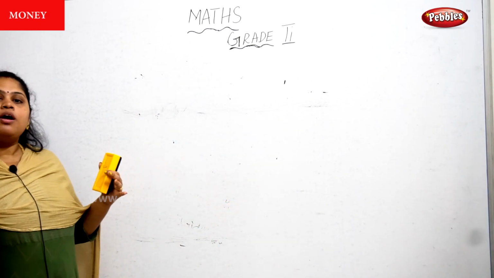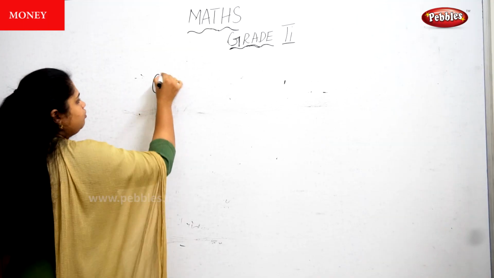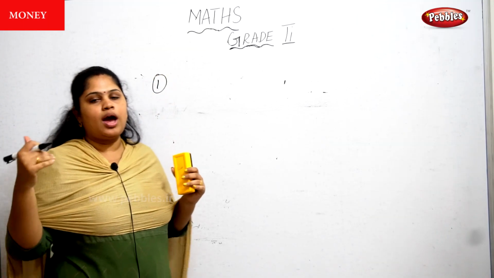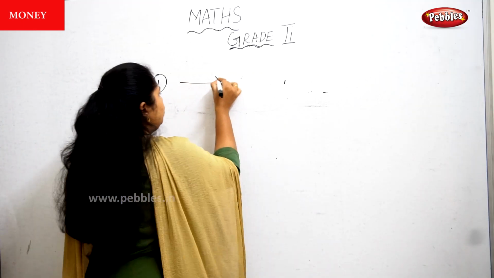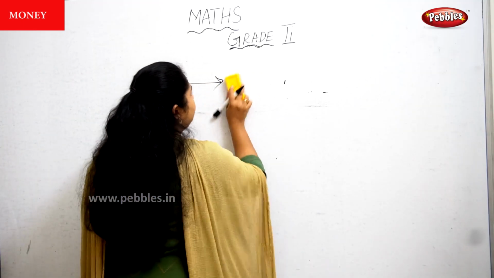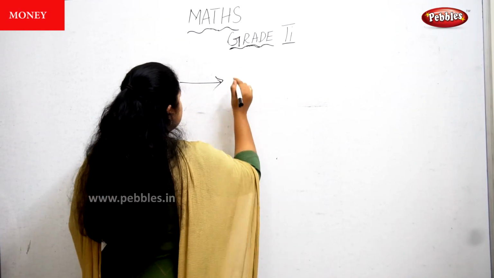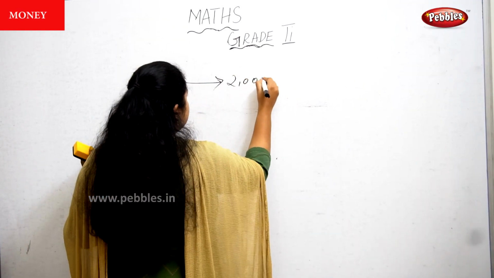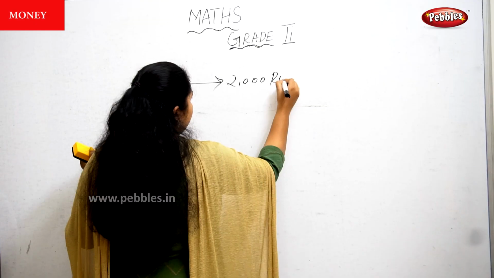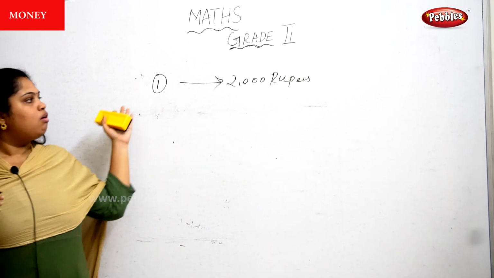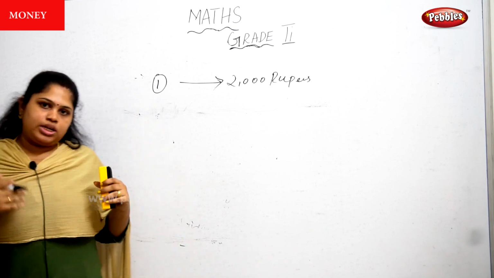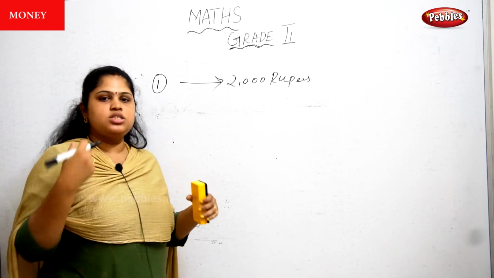So there are currencies from the 1 rupee coin up to the 2000 rupee note. In the Indian government they have a 2000 rupee note. That is the highest currency you have, isn't it? From 1 rupee coin to 2000 rupees. So what is a coin and what is a note?